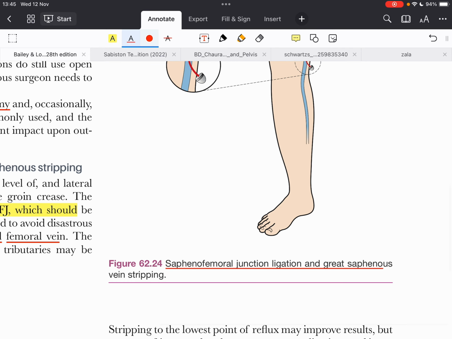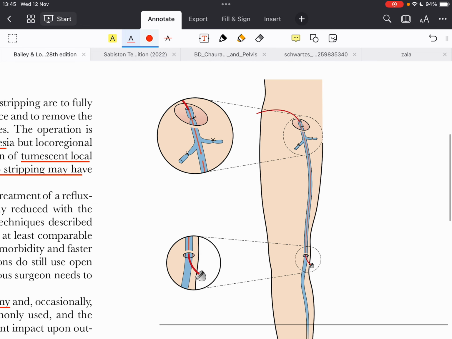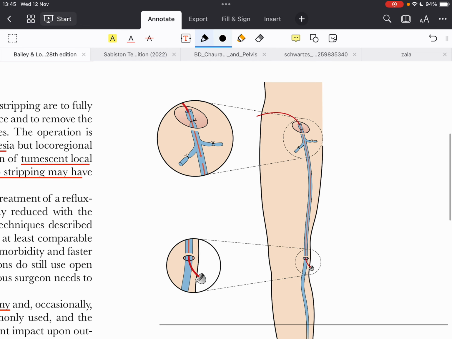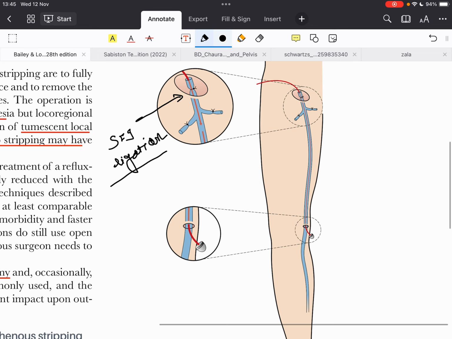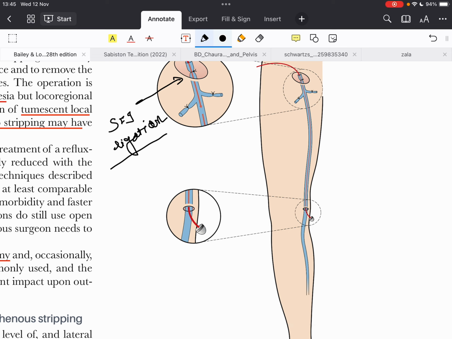Saphenofemoral junction ligation and GSV stripping. SFJ ligation. And stripping up to knee. Stripping of GSV up to knee.